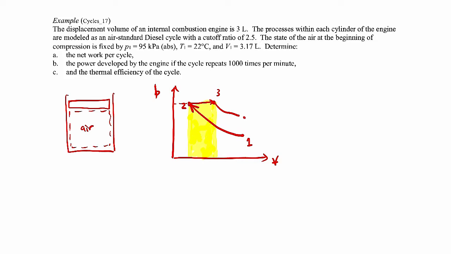State 4 is at the end of that isentropic expansion. That's our power stroke, and there you can see that there's some additional work being done. So we're getting some additional work during that portion of the process. And then from 4 to 1 is the constant volume heat removal. So that's our diesel cycle on a PV diagram.